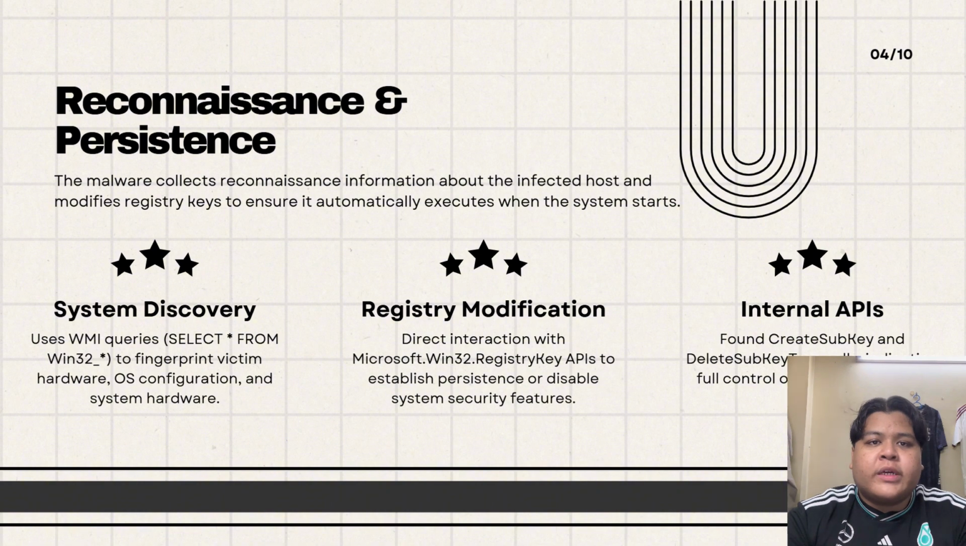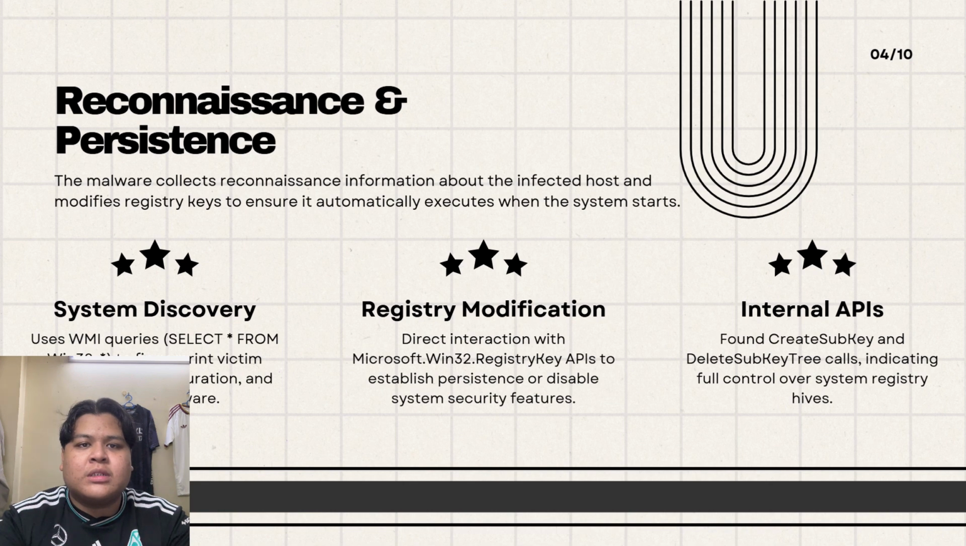Okay, next, moving on to reconnaissance and persistence. To understand the victim's environment, the malware uses Windows Management Instrumentation or WMI queries. Specifically, it uses the query SELECT * FROM Win32 to fingerprint the hardware and operating system. Once it knows the environment, it secures the foothold. We found direct interactions with Microsoft Registry APIs, where the binary uses calls like CreateSubKey and DeleteSubKeyTree to manipulate the registry hives, ensuring the malware executes automatically upon system startup or disables further security features.